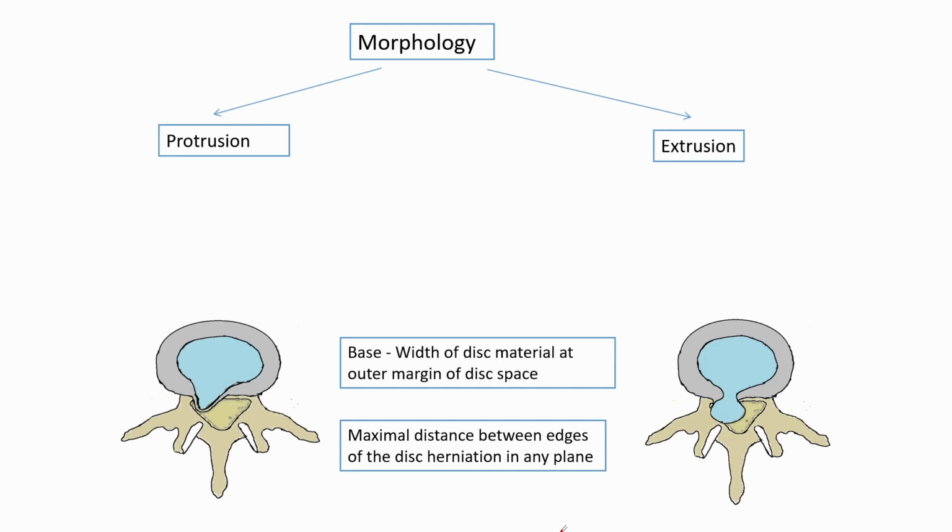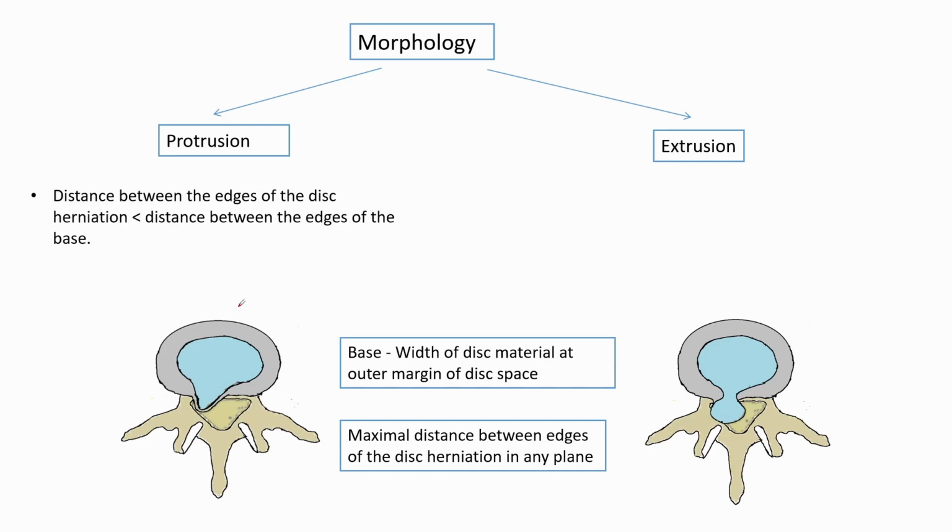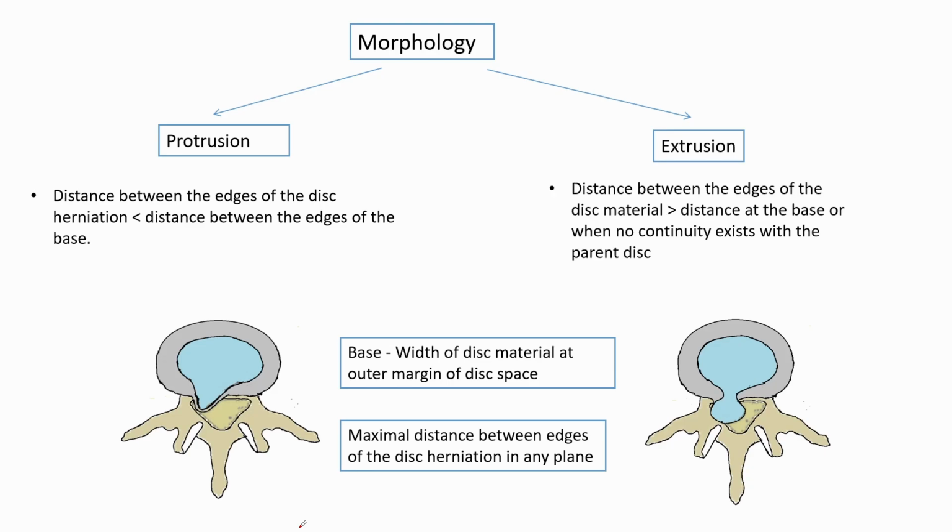So, if the base is larger, as in here, than the maximal distance between the edges of the disc herniation in any plane, then it is a protrusion. However, if the base is smaller and the maximal distance between the edges of the herniated part is more, then it is a disc extrusion.